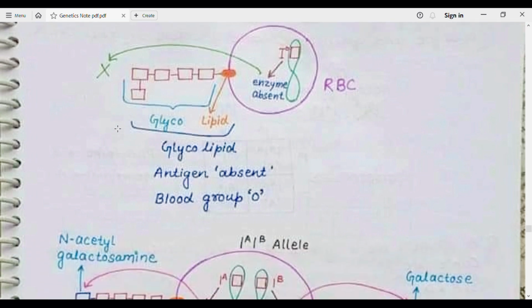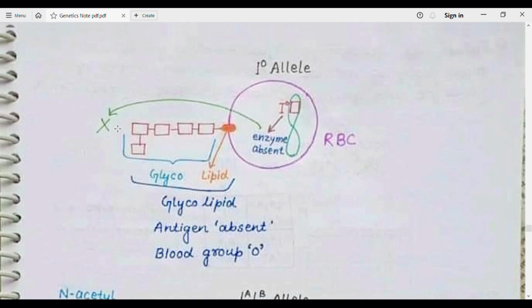So we can easily conclude here that a person having antigen A on the surface of red blood cells has blood group A, and a person having antigen B on the surface of red blood cells has blood group B, and a person having neither antigen on the surface of red blood cells has blood group O, and a person having both types of antigen, antigen A and antigen B, on the surface of red blood cells will have blood group AB.